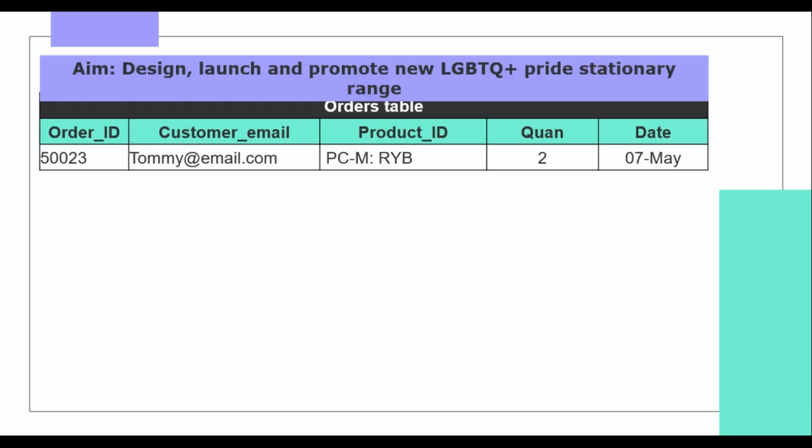And I'm going to take this same data set and provide a bit more background as to how it could be extended into the data modeling tool. Now, in this case, we have a stationery manufacturer who are looking to launch a new and brightly coloured Pride stationery range in order to promote equality, diversity and inclusion with a focus on the LGBTQ community.